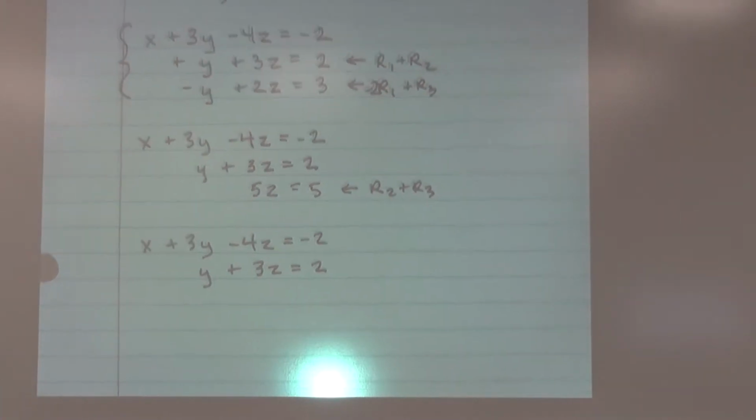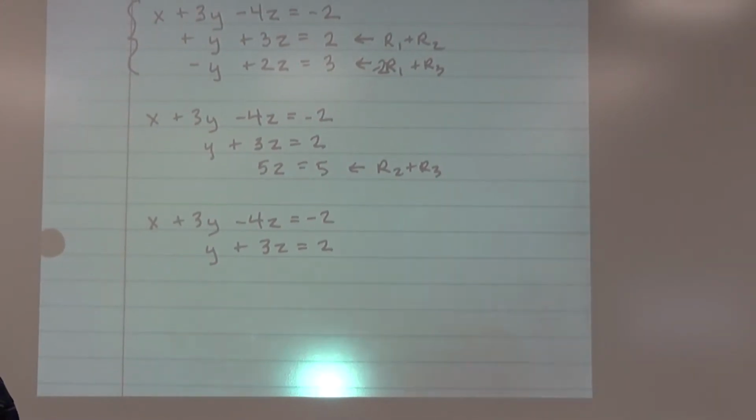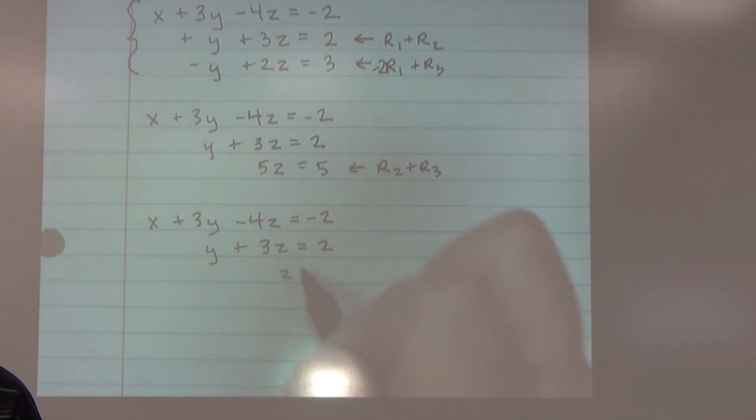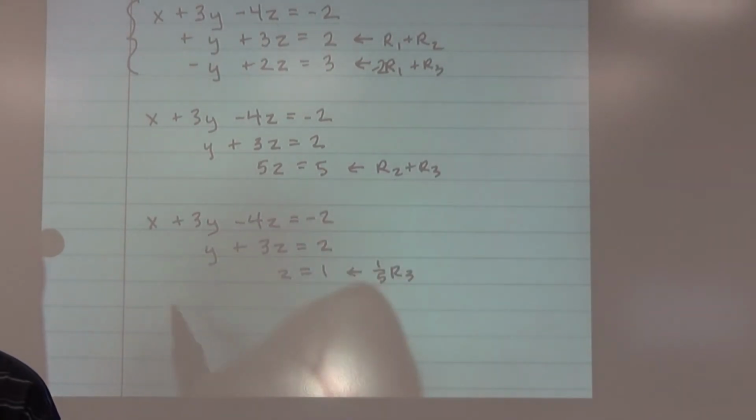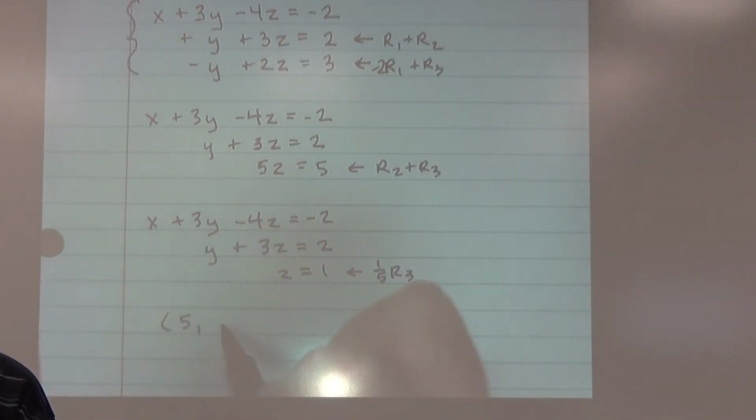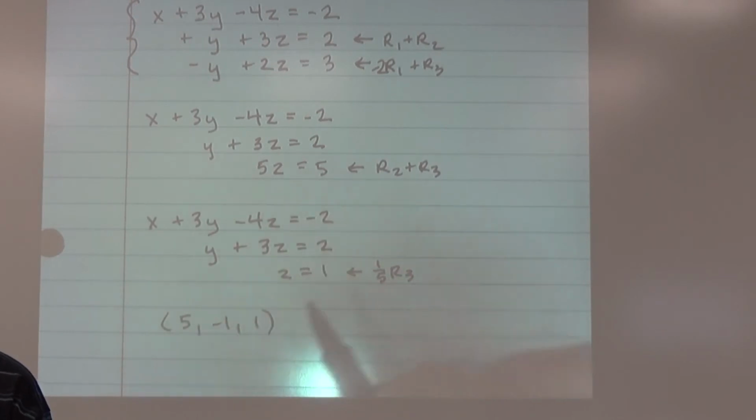Now, for the last one, to get rid of that 5, we could do row operation number 2. We could multiply both sides by 1/5. So z is equal to 1. We did 1/5 times row 3. And now it's in row echelon form. I think this is the exact same one that we just solved in example 1. So by going through the back substitution, we could arrive at the solution 5, comma negative 1, comma 1.